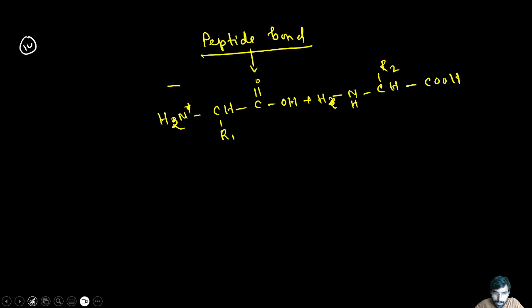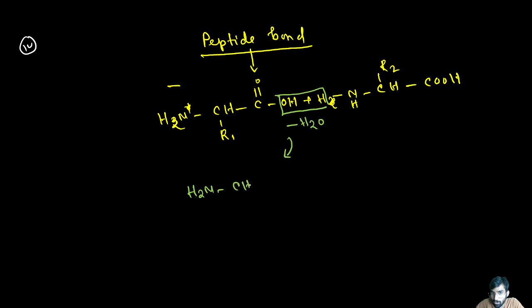Now what will happen here? There are two amino acids, so there is COOH and there is HNH. The OH and the H will make water and it will be released, and because of that it will form a peptide bond. So CH R1, CO, NH, CH R2, COOH.